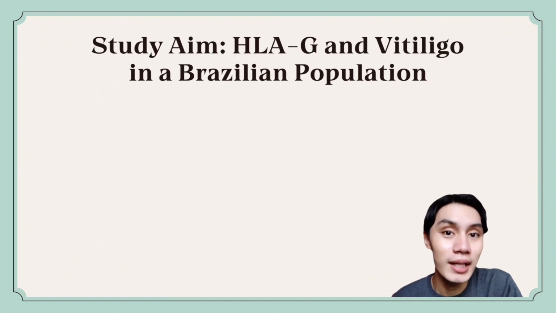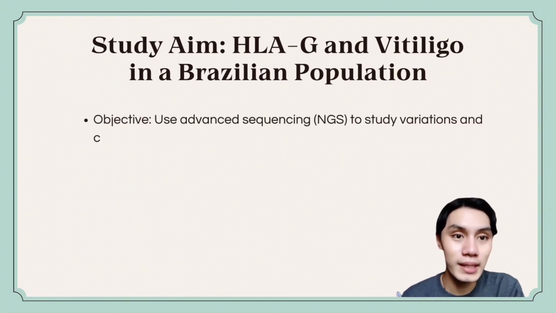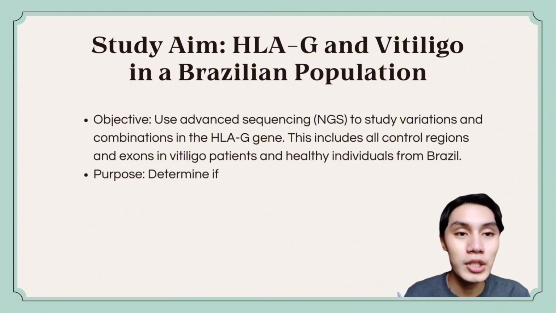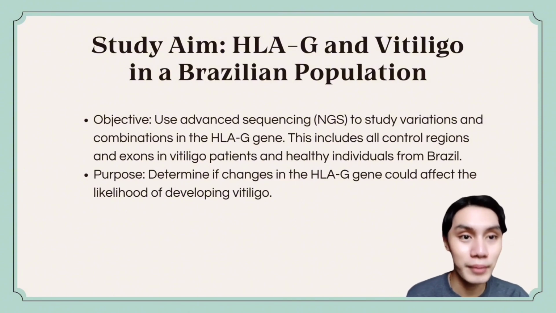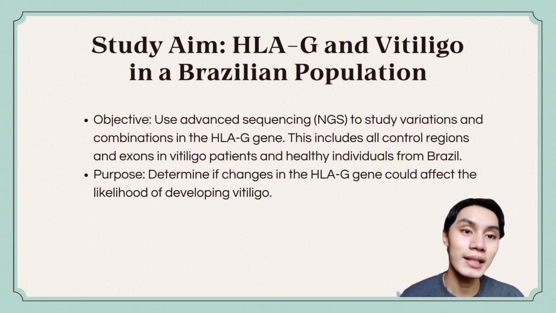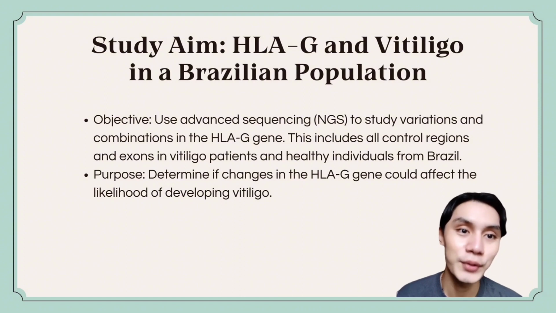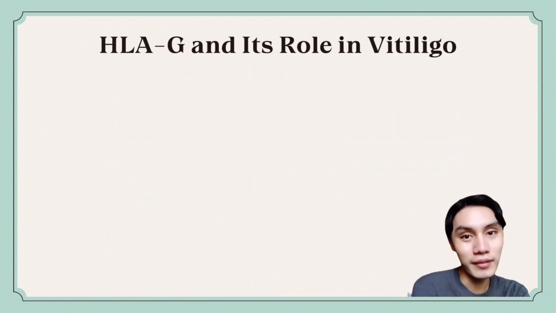The study of vitiligo used massive parallel sequencing. The study of HLA-G and vitiligo in a Brazilian population uses advanced sequencing to study the variations and combinations in the HLA-G gene. It includes all regions and exons in vitiligo patients and healthy individuals from Brazil. The purpose of this study is to determine if changes in the HLA-G gene could affect the likelihood of developing vitiligo.